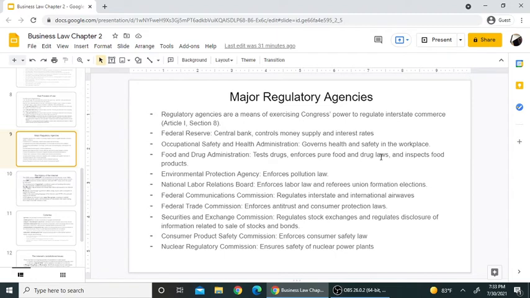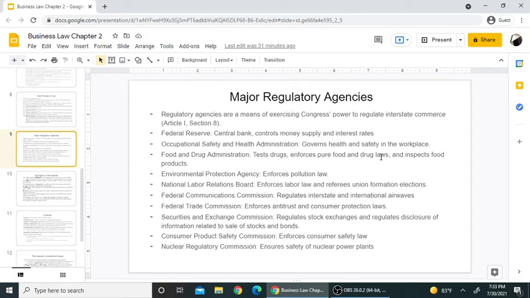Let's talk about regulatory agencies, because they play a very important role for business, because they're a way for Congress to exercise its power to regulate interstate commerce under Article 1, Section 8 of the Constitution. So over the years, Congress has created various regulatory agencies to address various problems it has seen with mostly exploitative business practices.